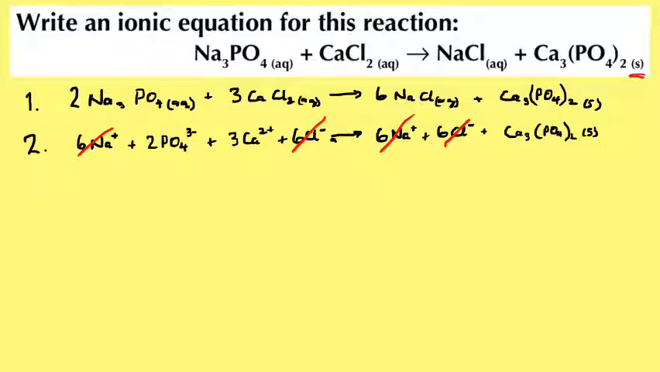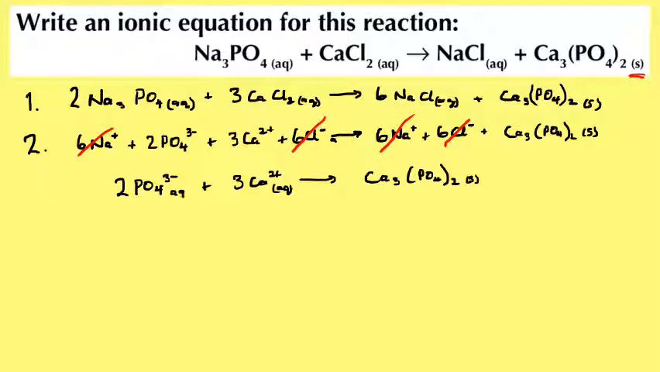And that leaves us with the ionic equation. So let's just write it out without the crossings out. So we've got the 2 phosphate 3 minus ions. We've got the 3 calcium 2 plus ions, and they're reacting to form calcium phosphate, Ca3(PO4)2. And let's put some state symbols in there. And that's our ionic equation.